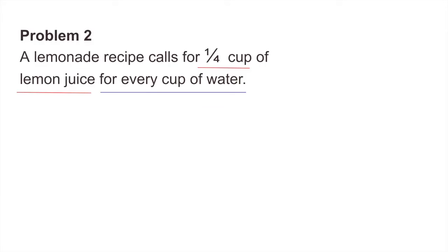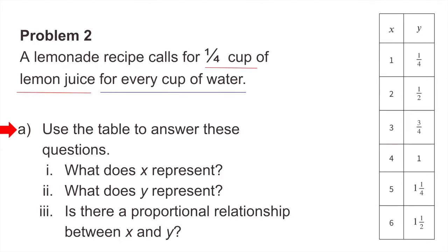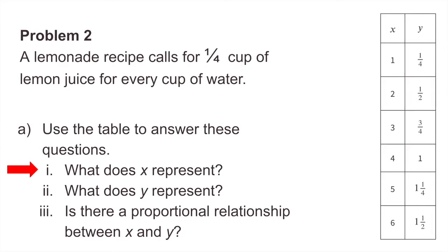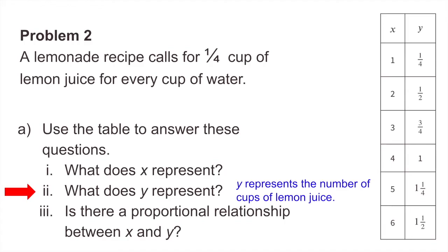Number 2. A lemonade recipe calls for 1/4 cup of lemon juice for every cup of water. A. Use the table to answer these questions. What does X represent? X represents the number of cups of water. What does Y represent? Y represents the number of cups of lemon juice.